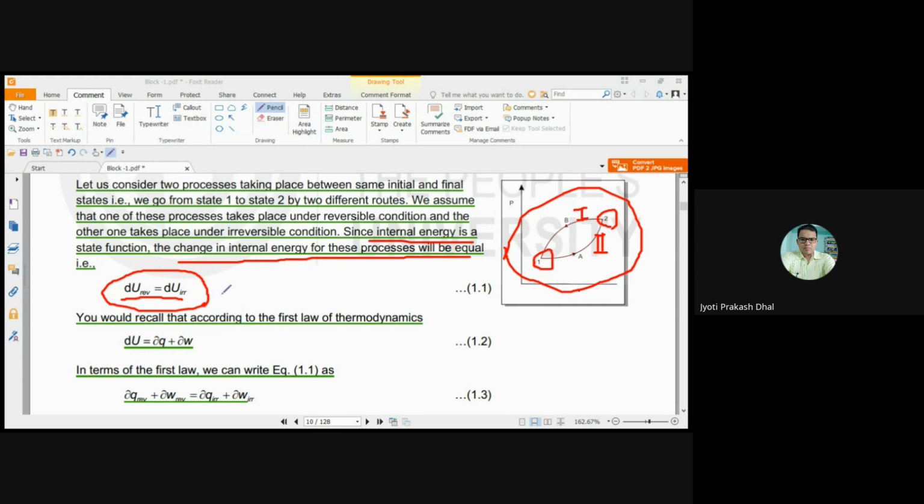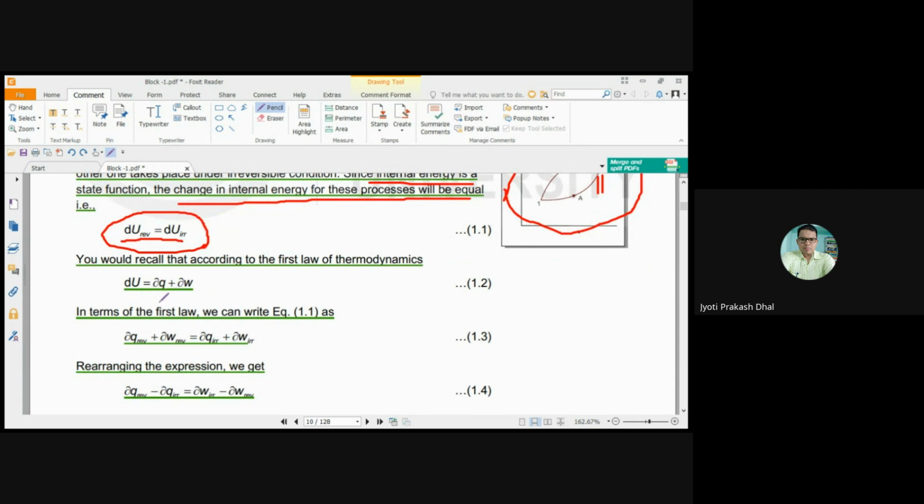So let us say route 1 is carried out under reversible condition and route 2 under irreversible condition. So the change in internal energy in route 1 is called dU reversible, and the change in internal energy in route 2, carried out under irreversible condition, is called dU irreversible. As internal energy is a state function, dU reversible equals dU irreversible. And again you should remember the first law of thermodynamics. According to the first law of thermodynamics, dU equals dq plus dw.